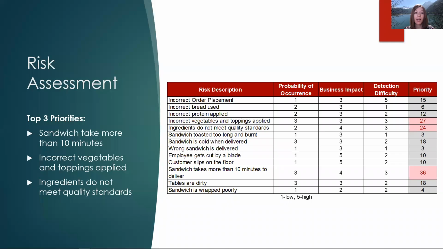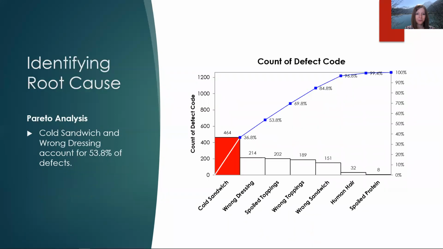As we began looking at the problems and challenges that might occur, we did a risk assessment and came up with lots of different problems, but the top three that we've identified are time, sandwiches taking more than 10 minutes, the incorrect toppings, and ingredients that are not quality. Those are some of the things we've been thinking about as we looked at this process.